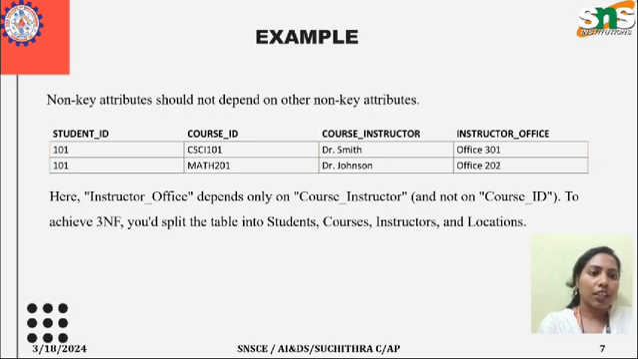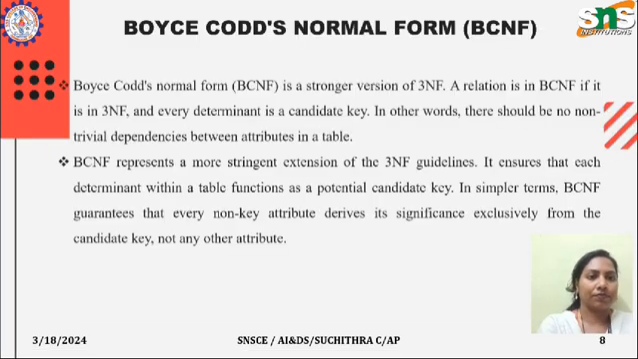Student ID, course ID, the same example is given. Here, instructor office depends only on course instructor and not on course ID. To achieve 3NF, you split the table into students, courses, instructors and locations.